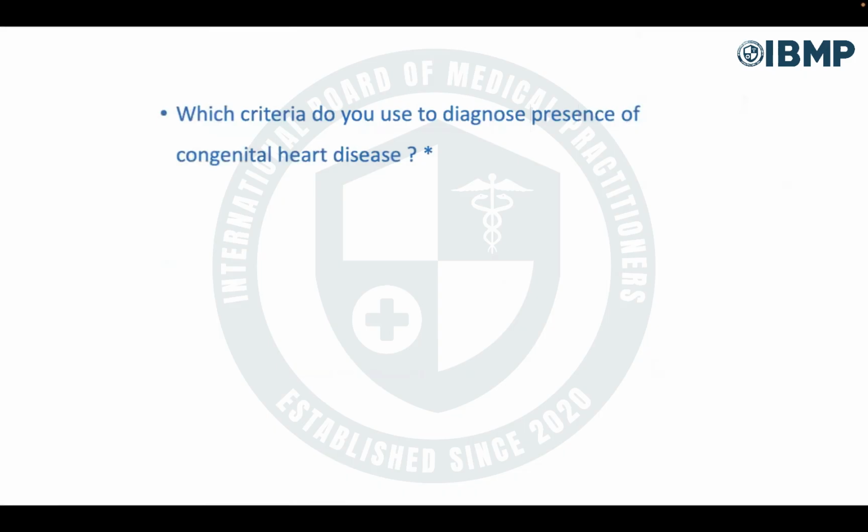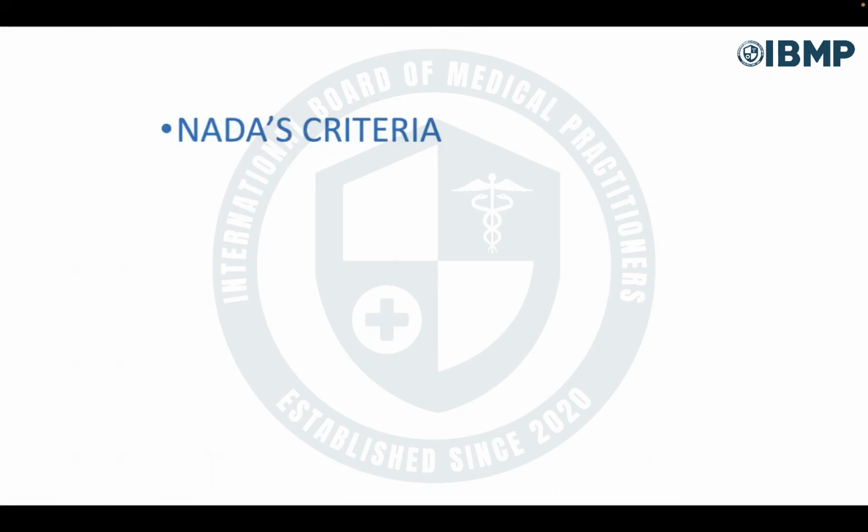Which criteria do you use to diagnose the presence of congenital heart disease? The criteria we use to diagnose congenital heart disease is known as Nada's criteria. For example, if you are the doctor on duty, you have a patient admitted with you, and you give me a call saying, sir, I have admitted one patient. I think this patient has a congenital heart disease. So the criteria we usually follow for that is known as Nada's criteria.